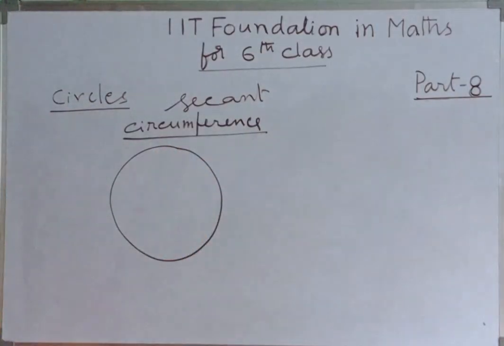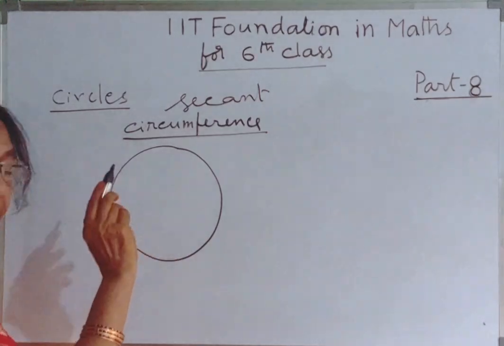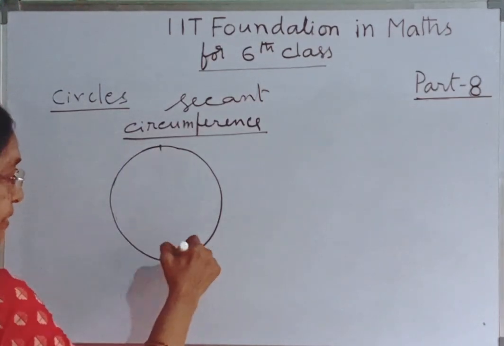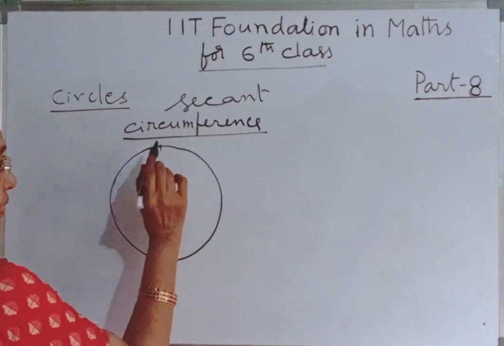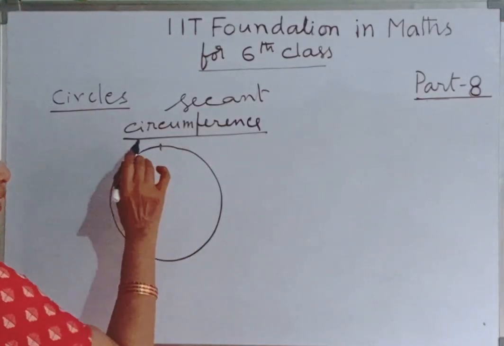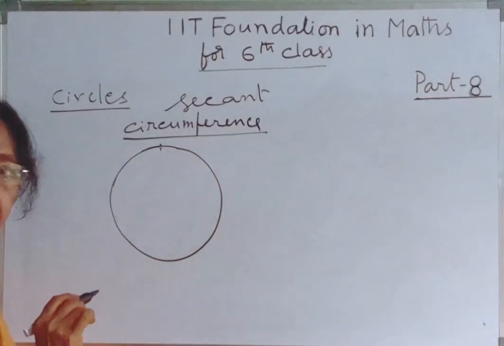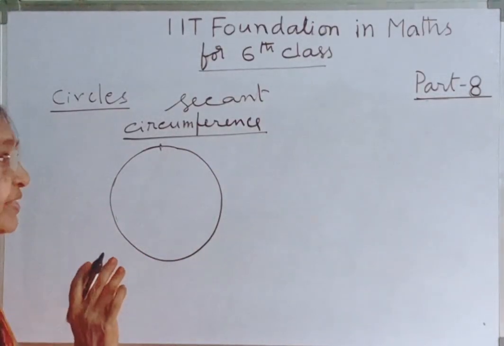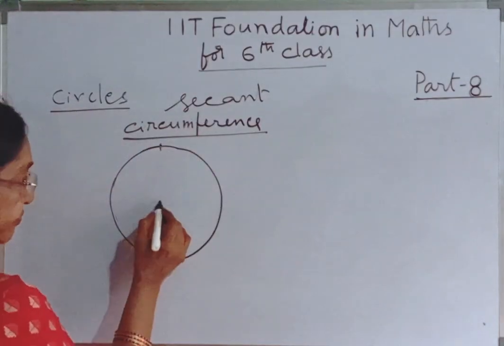Circumference, that is the length of the whole arc of the circle. If you take one point and along this circle, if you measure the length of this arc up to the same point, then it is called its circumference. So the length of the whole arc of the circle is called the circumference.